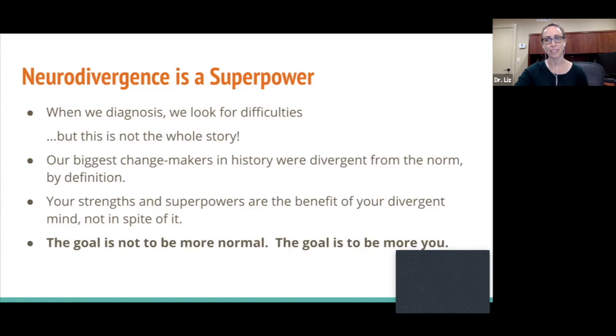And then finally, our goal in supporting you and designing interventions is not to help you be more normal. The goal is to help you be more you. So how do we understand you and support you in a way that's going to allow you to be your full, amazing, beautiful, incredible self? Not to make you more closer to this statistical fiction that we have.